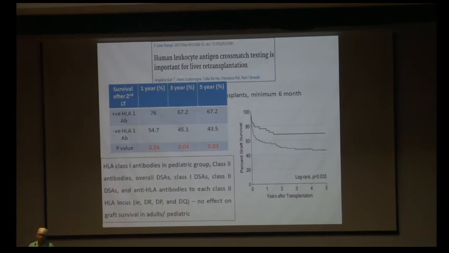But there are some papers we have emphasized that there can be a role. This paper was published long back in 2010, but it selectively looked at patients who were retransplanted, and in retransplant they showed that if there was presence of HLA antibody, then the survival was less compared to, I think there is a mistake, it must be positive and negative. And HLA class 1 antibody in the pediatric group, class 2 antibodies, overall DSA, class 1 DSA, class 2 DSA and anti-HLA antibodies to each class 2 loci had no effect. So only HLA1 antibody had an effect.